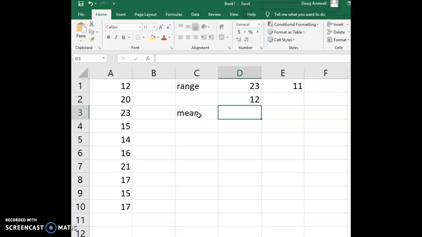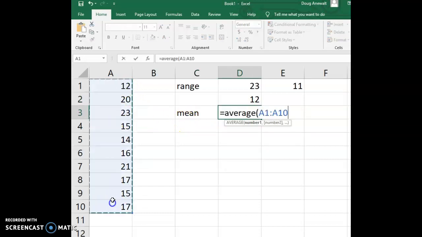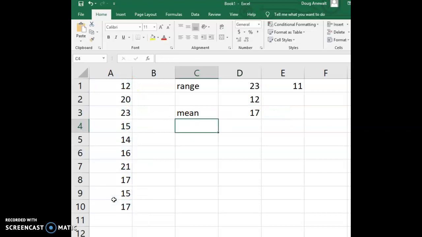Now the mean of the data equals average, open parentheses. Select the data, close parentheses. And that is the mean of our data.